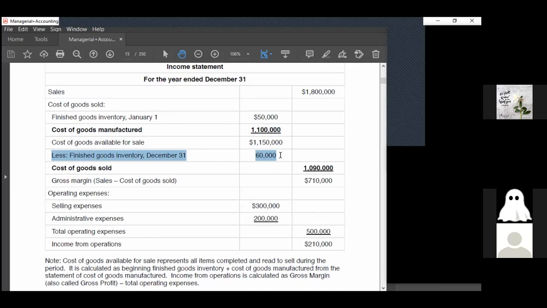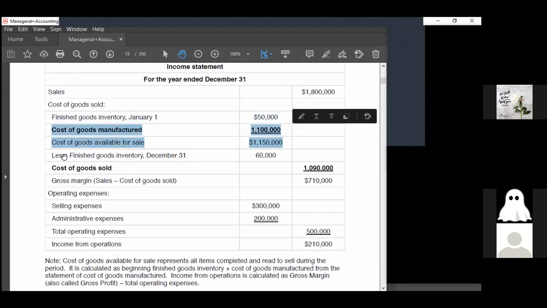Now you do the same process here again. You add what was there on 1st of January. You add what was spent during the year, and then you subtract what was there on 31st of December. Okay, so same thing you do here. Add 1st of January, add the expenses for the year, and reduce what was there on 31st of December.